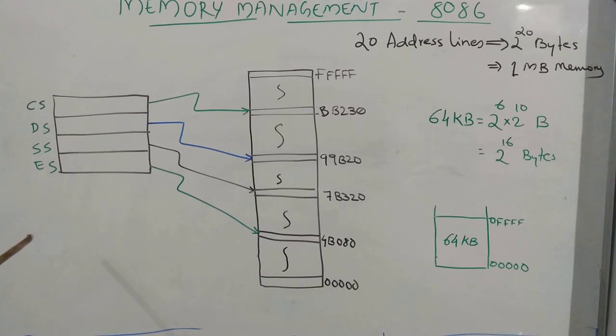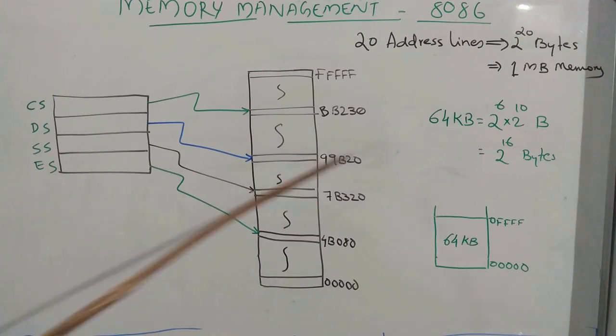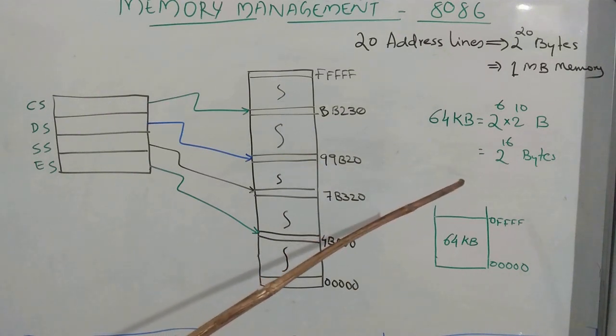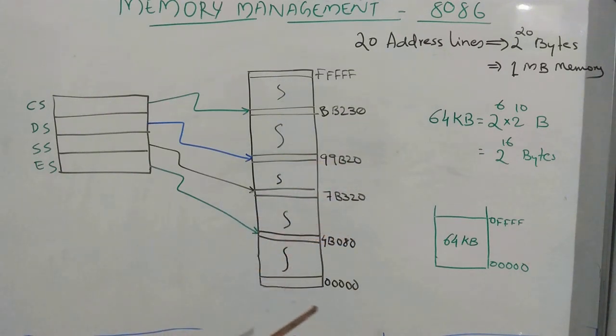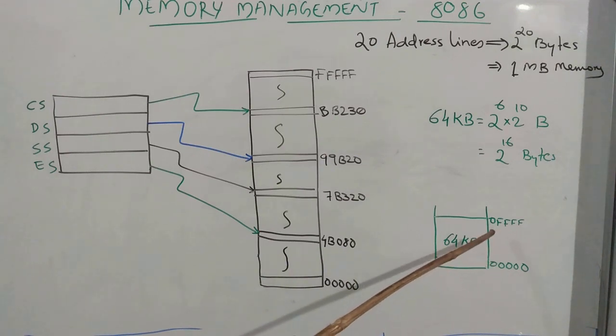The maximum size of a segment is 64 KB. 64 KB means 2 raised to 16 bytes. If a segment starts at 00000, a 64 KB block will end at 0FFFF.